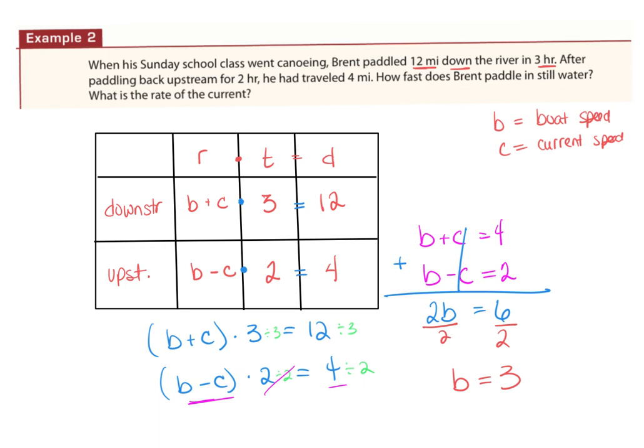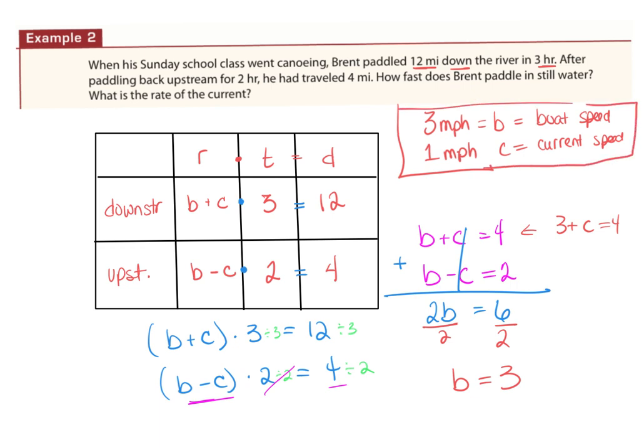The speed of the boat. So I know that the boat is going 3 miles an hour. How do I solve for the current? We'll go back to either one of these. 3 plus current equals 4. How fast is the current? It's 1 mile an hour. So I actually can get both of these by doing that. All right? So when you see going against the current, going with the current, you're going to set it up just like this.